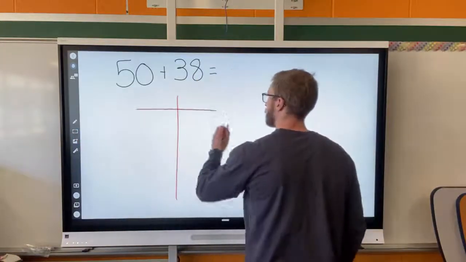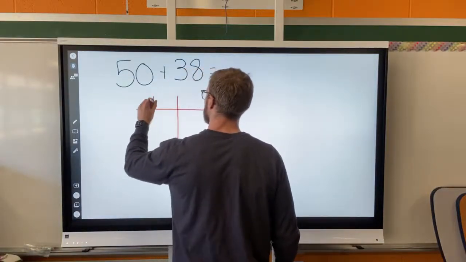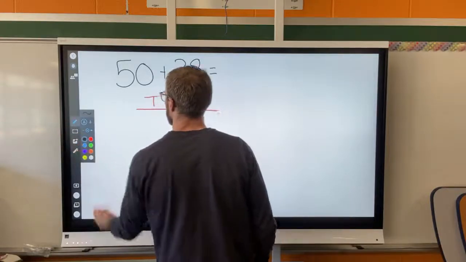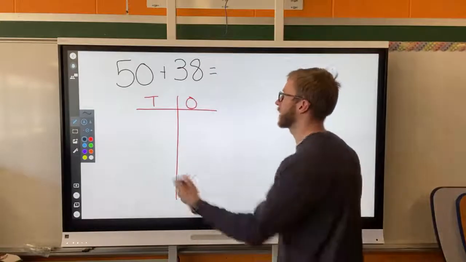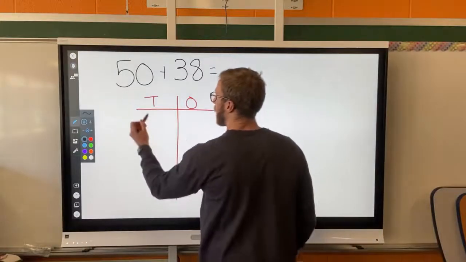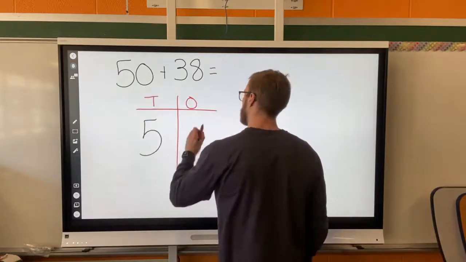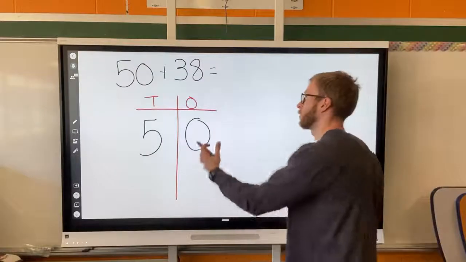Or our place value chart, sorry. So we have our, oh, that's not our 1s. We have our 10s on the left, 1s on the right. All right. We're going to start with the number that's first in our equation, and that's the number 50. So I have 5 10s. How many 1s do I have? 0.